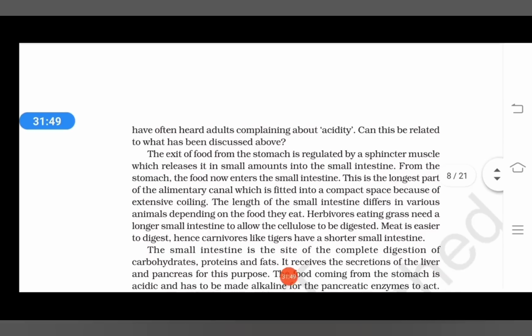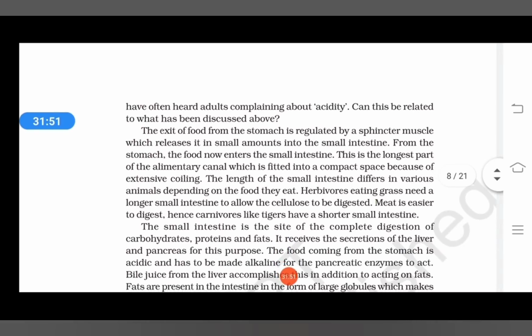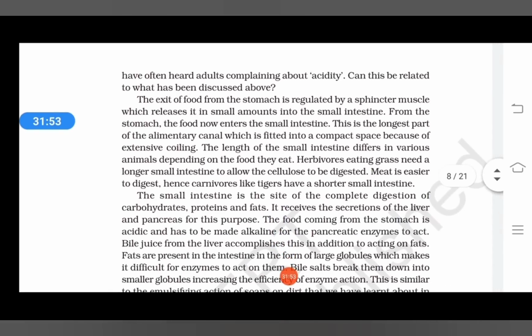It means the hydrochloric acid may have side effects, but the stomach is protected by the mucus wall. We have often heard adults complaining about acidity. So this is related to the hydrochloric acid. The exit of food from the stomach is regulated by a sphincter muscle which releases it in small amounts into the small intestine. From the stomach, the food now enters the small intestine.